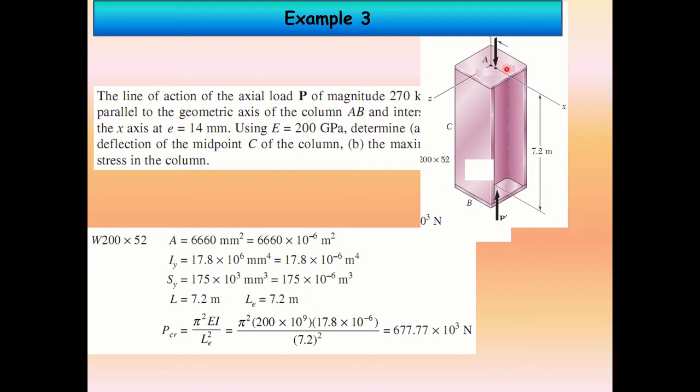So this is the list. The condition for this column is pin. To determine the P critical, this is the Euler formula. Substitute all data into the Euler formula, and you can determine the P critical, 677.77 kN.